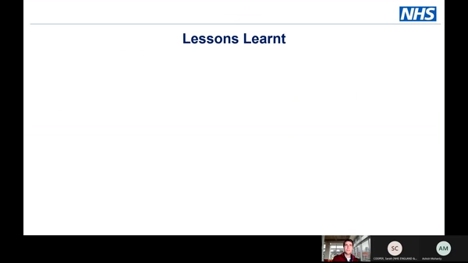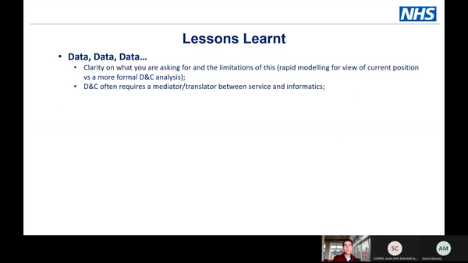So some of the lessons that we've learned during all of this. It is all about data. That is fundamental to a lot of the stuff that I've gone through today. So when you are asking for data, even if that's in the rapid modeling context, or if you're looking at a more formal demand and capacity analysis, you need to be absolutely clear on what you're using it for, why you're asking for it, and some of the limitations of the data set that you're requesting. So rapid modeling, the data set is going to be much more limited in what you can use it for than a data set that you would request for a demand and capacity analysis.